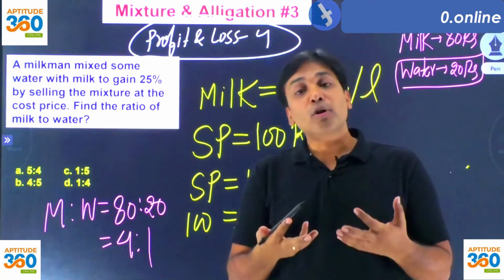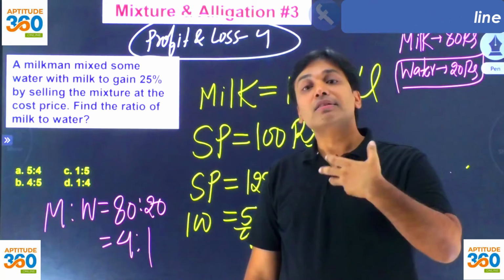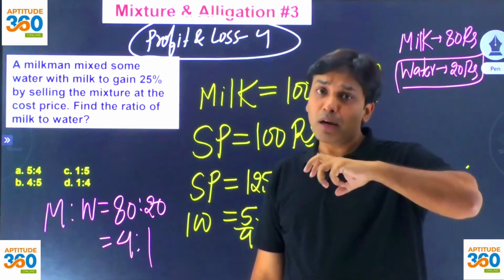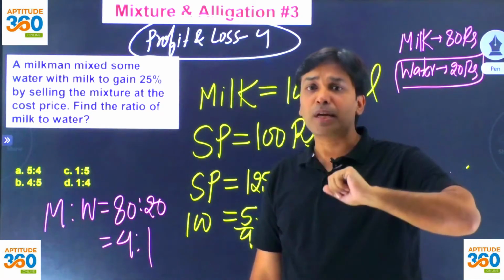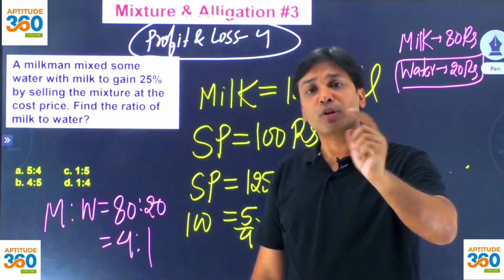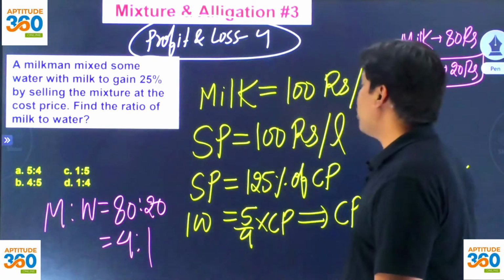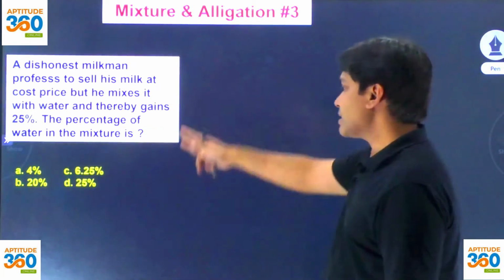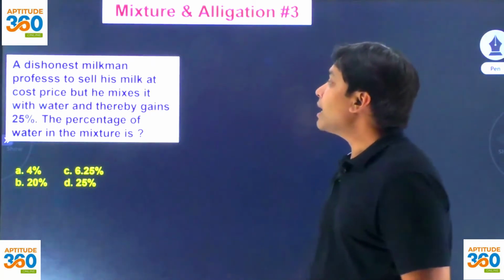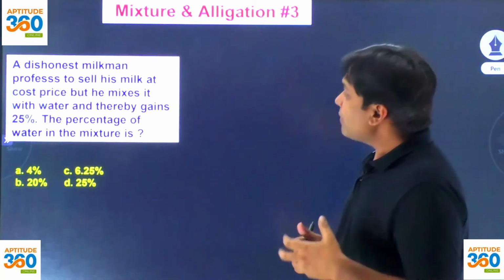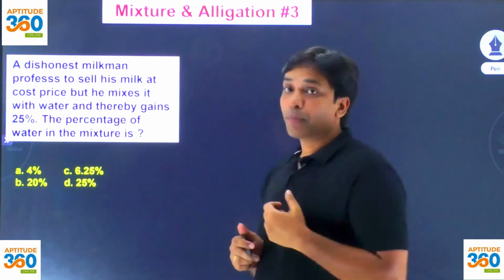What is that I'm talking about? जितने का कस्टमर सामान लेके जाएगा, जितना कस्टमर पे करेगा, that is selling price. आप जितने का सामान दे दो कस्टमर को, वो क्या हो गया, कॉस्ट प्राइस। Now if you understand this, please go and solve this one. This one says that a dishonest milkman professes to sell his milk at cost price.